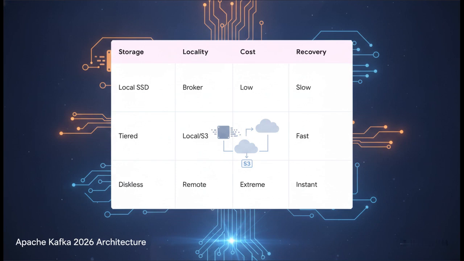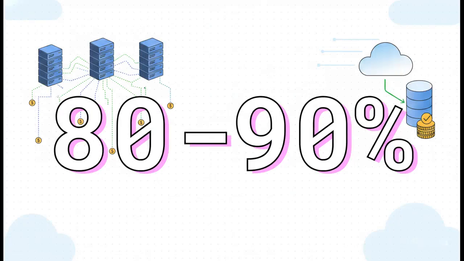Your brokers carry virtually no state. That makes scaling and recovery effectively instant because it relies purely on metadata updates rather than shifting terabytes of data around the network. And the real-world impact of that architecture? We're talking about an incredible 80 to 90% reduction in total cost of ownership. No way, right? But it's true.